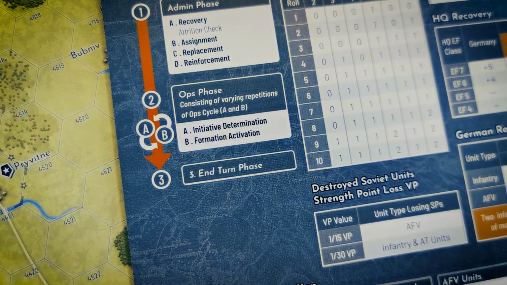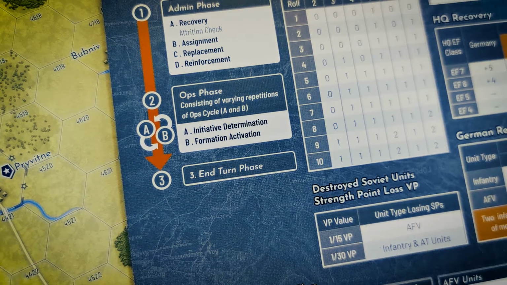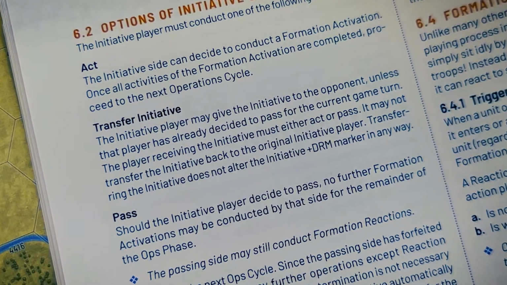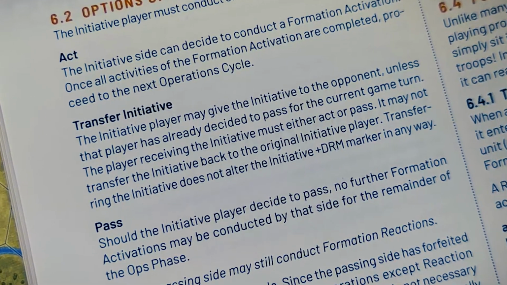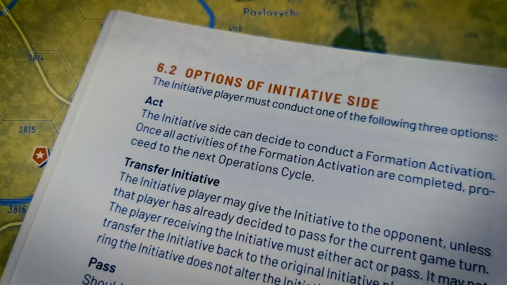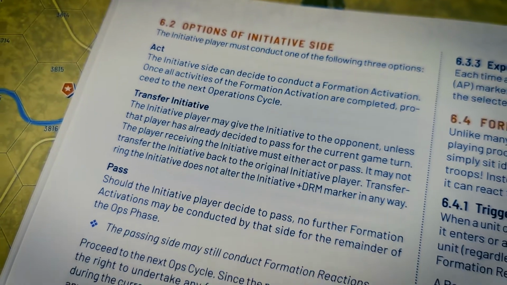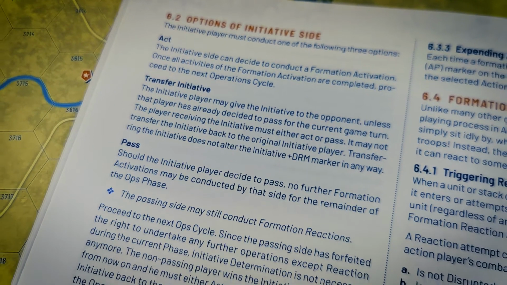Or he transfers the initiative to his teammate. This is called transfer initiative. This does not adjust the initiative DRM. The marker remains unchanged. The reaction player cannot refuse the initiative. He now performs an act and activates a formation, or he plays a pass.